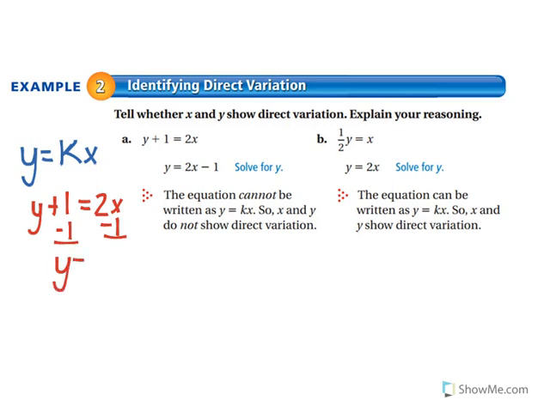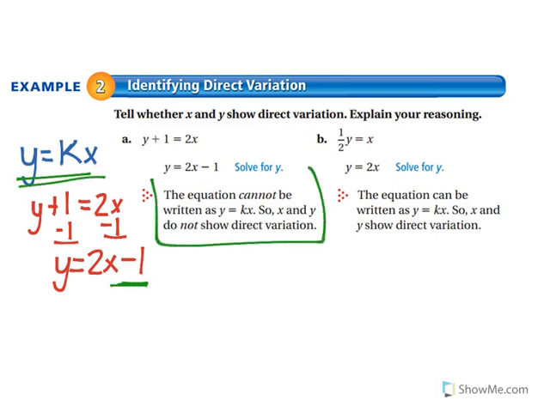And I get y equals 2x minus 1. Since I have this minus 1 over here, that does not look like this equation. So the equation cannot be written in y equals kx, that format. So x and y do not show direct variation.